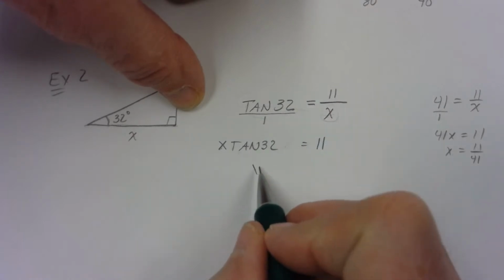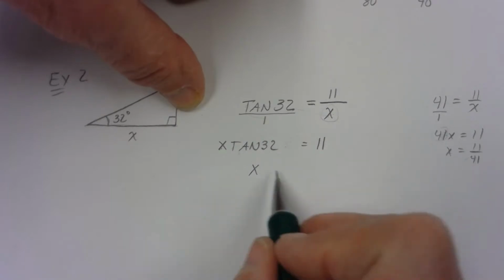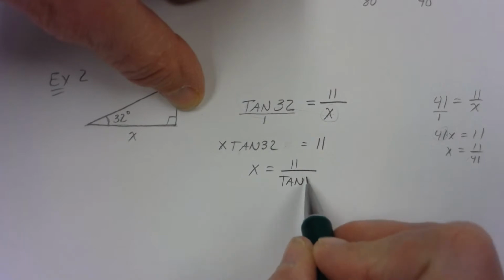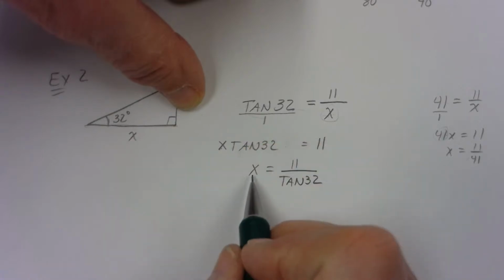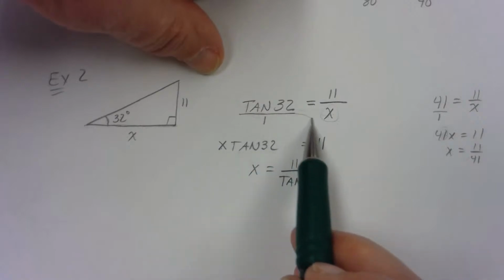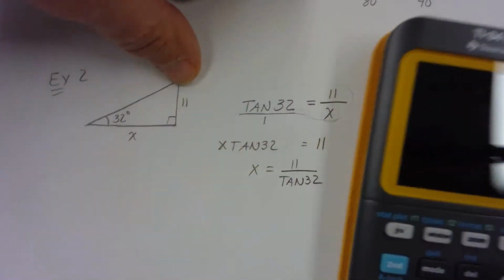Then, to truly solve for X, just like over here, when they had the 41 by it, I'm going to divide 11 by the tangent of 32. And then, and only then, when you get it to here and X stands alone algebraically, you get all the algebra first. Do not start here and grab that calculator. Do not grab your calculator until X stands alone. I promise it'll avoid all kinds of problems for you.